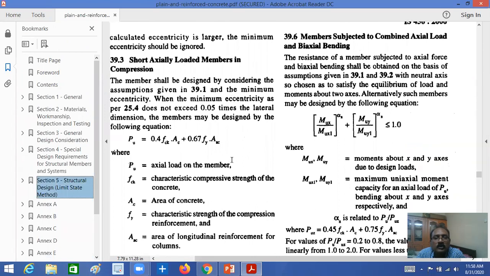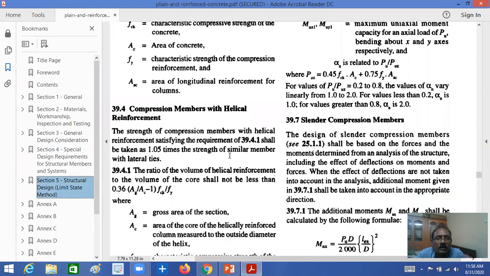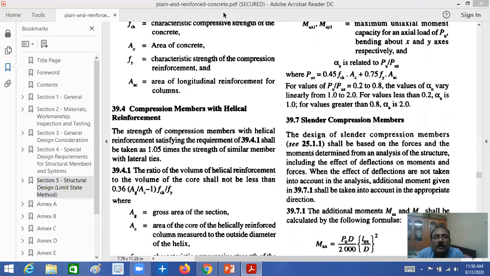Always you should be thorough with this IS 456. Here, if you see 39.4, compression members with helical reinforcement. This is a very important point you have to remember: the strength of a member with helical reinforcement shall be taken as 1.05 times the above.